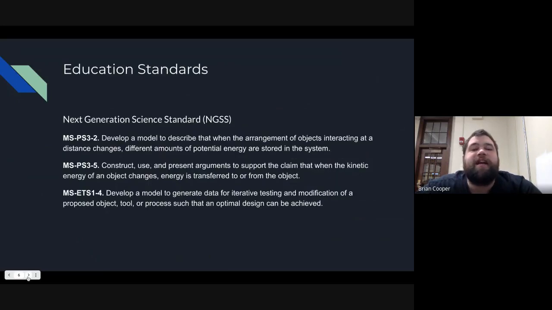So the education standards are based on the Next Generation Science Standards. They are to develop a model to describe that when the arrangement of objects interacting at a distance changes, different amounts of potential energy are stored in the system. Construct, use, and present arguments to support the claim that when the kinetic energy of an object changes, energy is transformed to or from the object. And develop a model to generate data for iterative testing and modification of a proposed object, tool, or process such that an optimal design can be achieved.